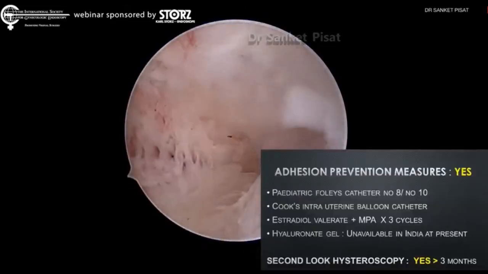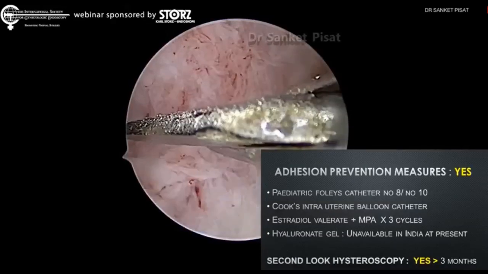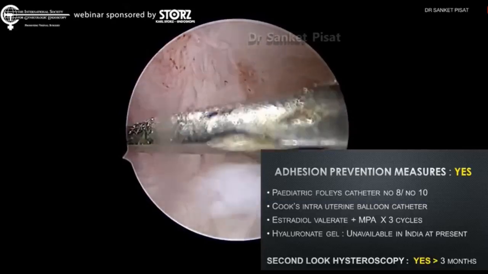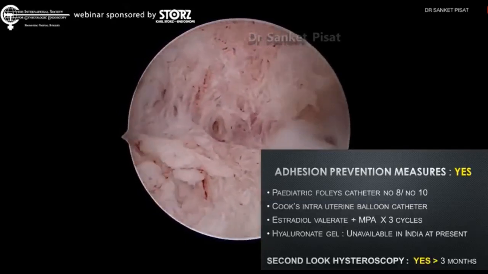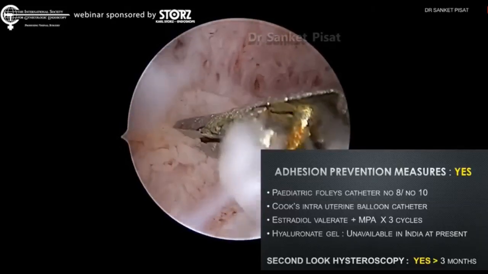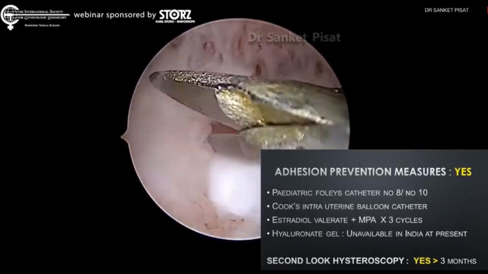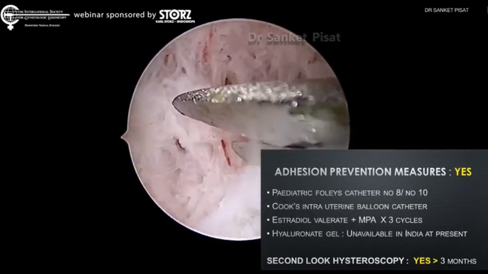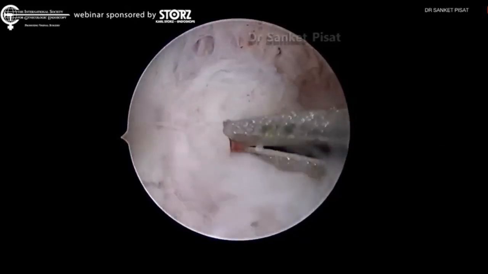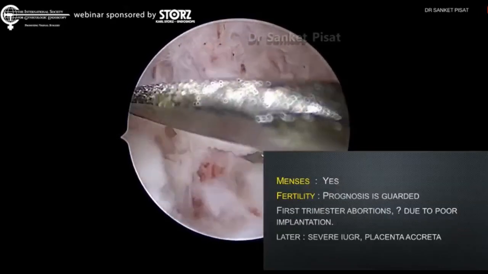The other point of debate or of questioning is whether adhesion prevention measures are regularly used. We are regularly using a pediatric Foley's catheter number 8 or 10. Other option is a Cook's intrauterine balloon, but that is not available, and we always back it up with estradiol valerate plus medroxyprogesterone for 3 cycles. And it is not available in India, but the hyaluronic acid gel is seemingly a good choice. Always second look hysteroscopy is performed after 3 months, at least in those patients who give consent for it, because some adhesions definitely remain and those can be cut later.